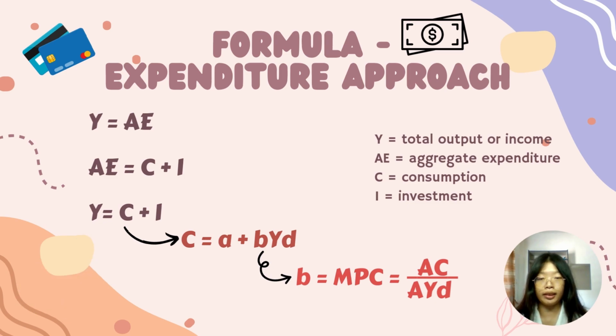So how to find C? C equals A plus BYd. B also equals MPC, also equals the change in consumption divided by the change in the total output or income.